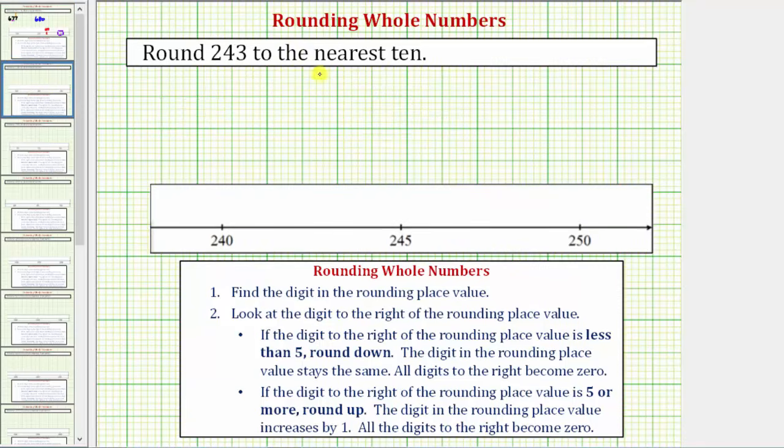Now let's round 243 to the nearest 10. Using the number line and counting by tens, 243 is between 240 and 250. 243 falls approximately here on the number line. And because 243 is closer to 240 than it is to 250, to the nearest 10, 243 rounds down to 240.